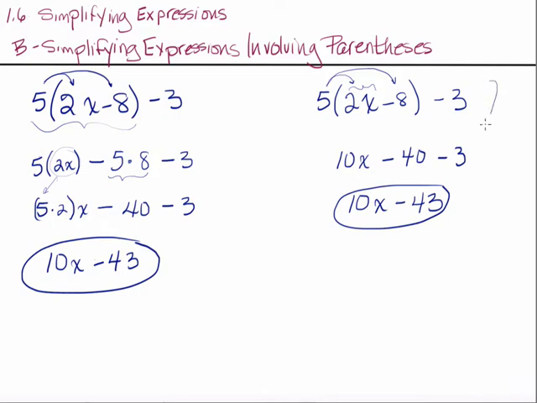This would constitute adequate showing of work, because I can see from here that you understand that the 5 times 2 is what gives you the 10. The minus gets dropped down, and that 5 times 8 gives you the 40, and so on.